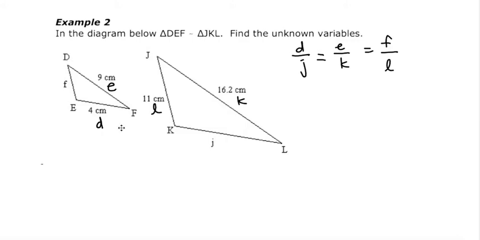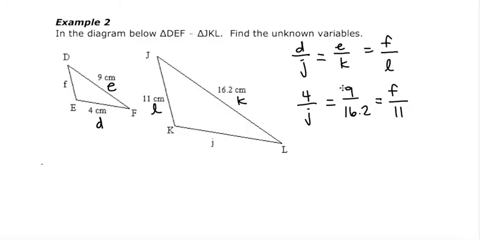So what do I know about my measurements? Well, I know that D is 4. I don't know what J is. I know that E is 9. I know that K is 16.2. I don't know what F is, but I do know what L is. That's 11. So I've just written my proportions first, and then I've just substituted what I know from my diagrams.